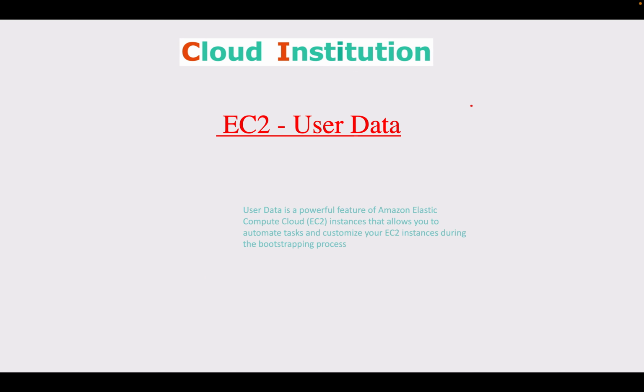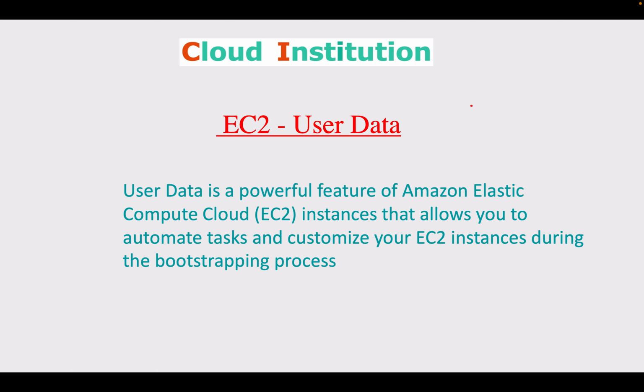EC2 user data is defined as a powerful feature of Amazon Elastic Compute Cloud, EC2 instances, that allows you to automate tasks and customize your EC2 instances during the bootstrapping process. So what do you mean by the bootstrapping process? It means during the instance creation. If you want any kind of packages to be already available before the instance starts up, in that case you have to use user data.